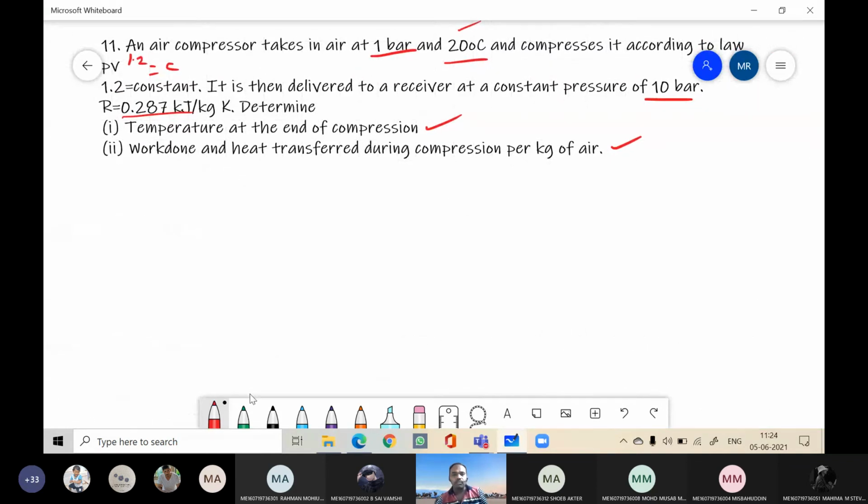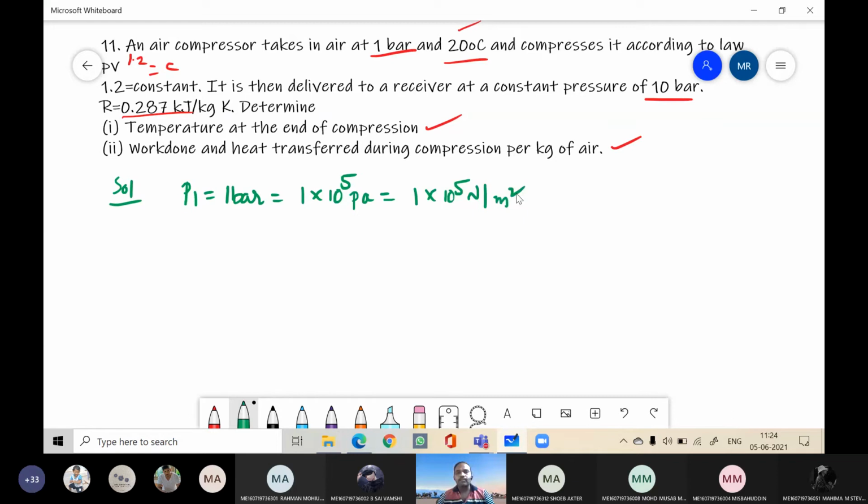Please try now only. Very simple problem. I'll write the data given. What is required, you can calculate. So in suction pressure, it is single stage, single acting. P1 is 1 bar. 1 bar is equal to 1 into 10 power 5 Pascal. So that is equal to 1 into 10 power 5 Newton per meter square.